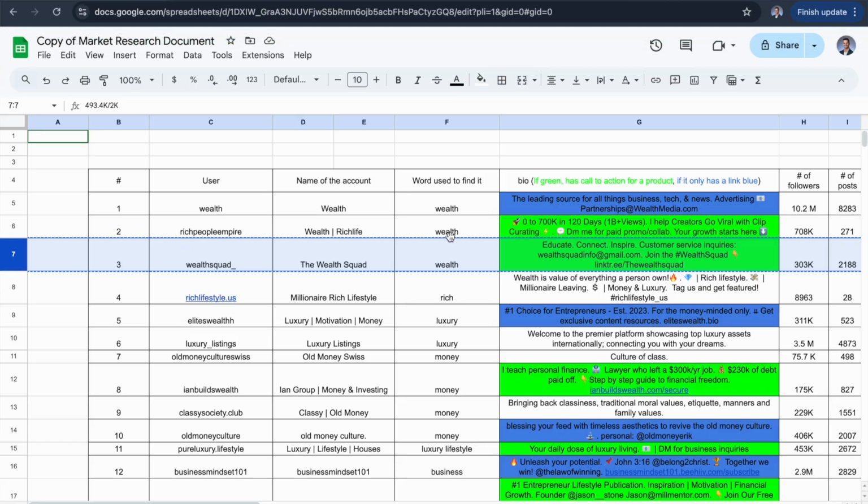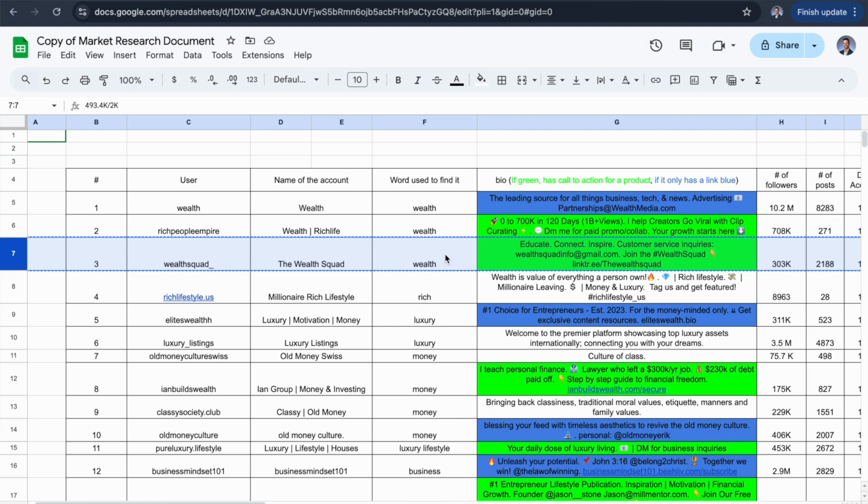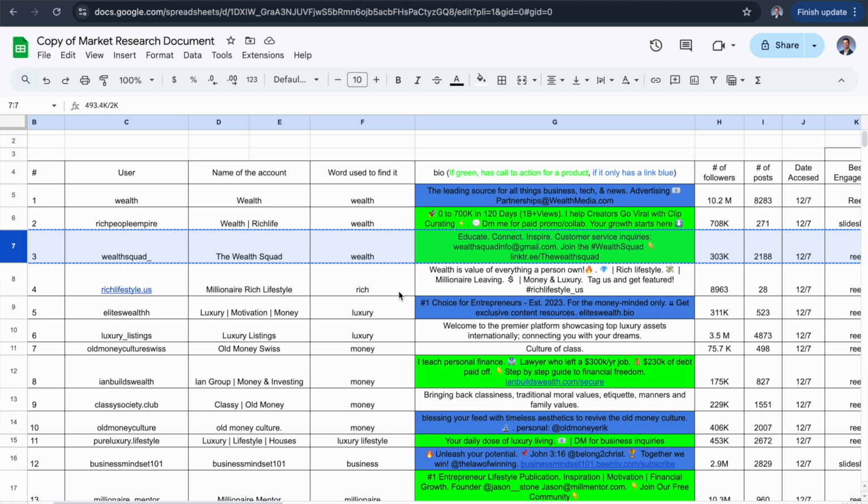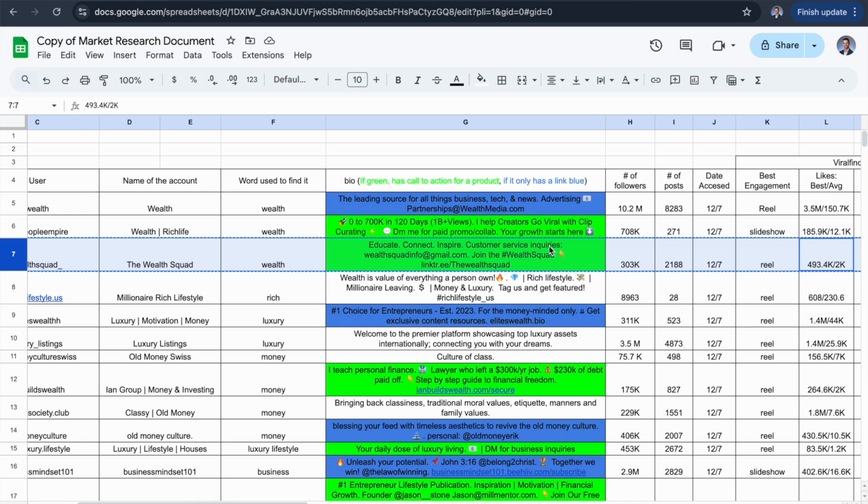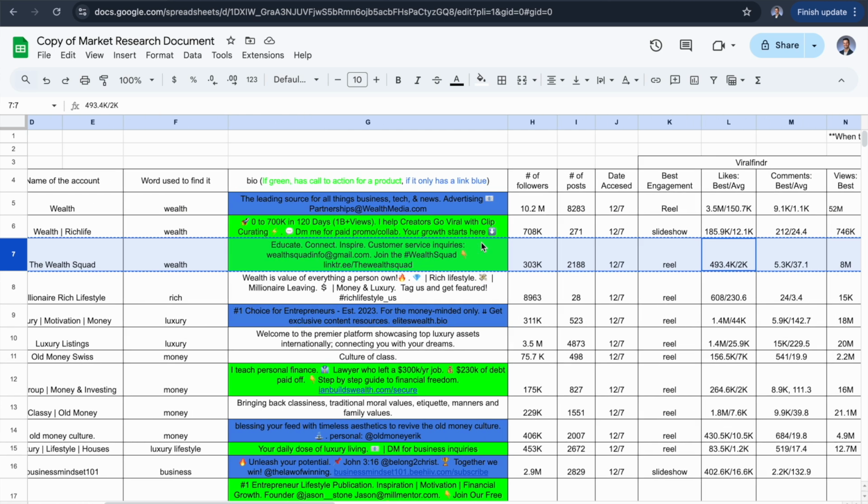We have the word we used to find it, so I just used the word wealth to look it up and find this. This is their bio, and if they have a call to action, telling you to do something, I made it green. If it only has a link in it, it's blue. This one only has a link to their email. It's not really telling you to do anything. But this one is saying DM me for paid promo. So they're actually telling you to do something. That's why it's green.